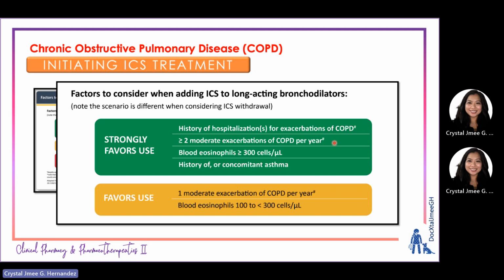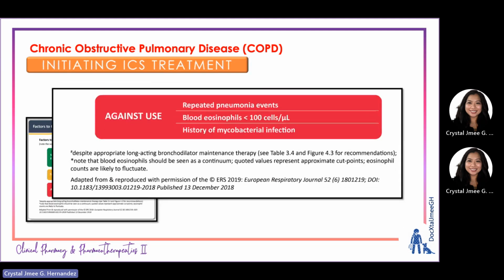And then it favors use if there's one moderate exacerbation of COPD per year and blood eosinophils is around 100 to 300 cells per microliter. Now, we are against the use of ICS if there are repeated pneumonia events, blood eosinophils of less than 100, and history of mycobacterial infection. Remember that ICS can predispose to fungal infection, and as we have mentioned before, it would be closely related to Candida albicans.